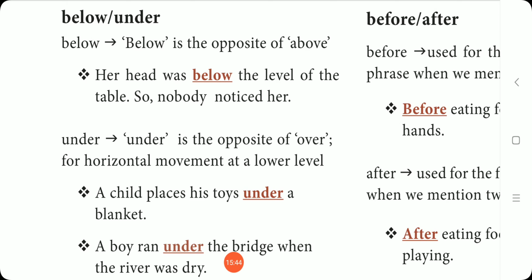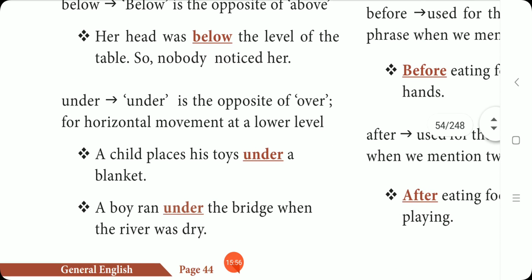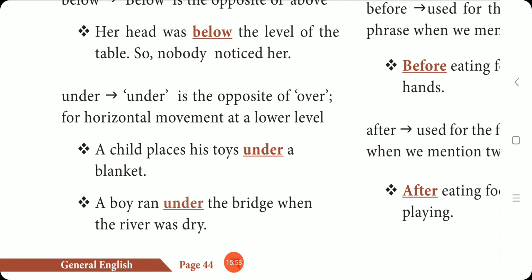Next, under is the opposite of over. Okay, so under can be used in the places for horizontal movement at lower level. Here we saw, for horizontal movement at higher level. Okay, so a child places his toys under a blanket. A boy ran under the bridge when the river was dry. Okay, so these are all the places where we have.